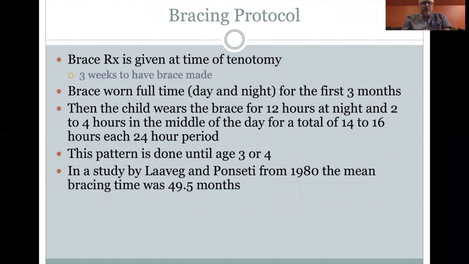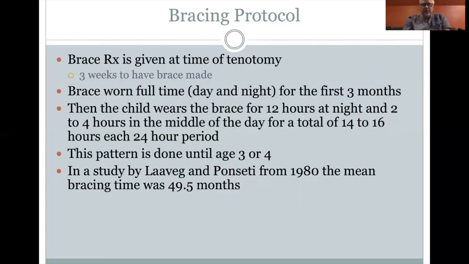Bracing is very important. The brace is prescribed at the time of the tenotomy. You're going to order your brace. That last cast is on for 3 weeks, so you need some time to get the brace in. Initially, the brace is worn full-time, day and night, for the first 3 months, except for when the child is bathing. Then the child wears the brace basically for nights and naps after that time period until approximately age 3 to 4. And a study by Ponseti and his group in 1980 showed the mean bracing time was about 50 months.